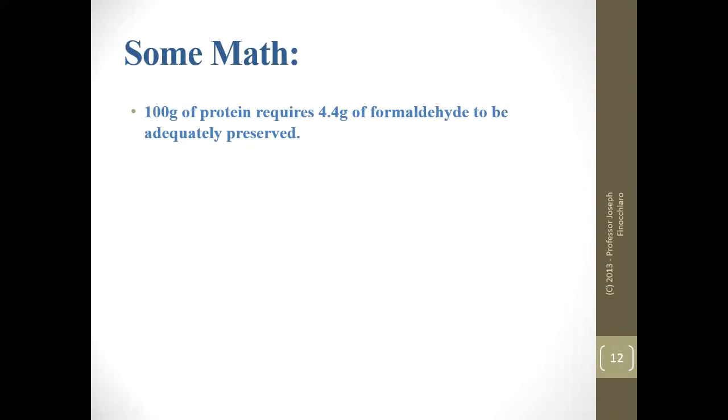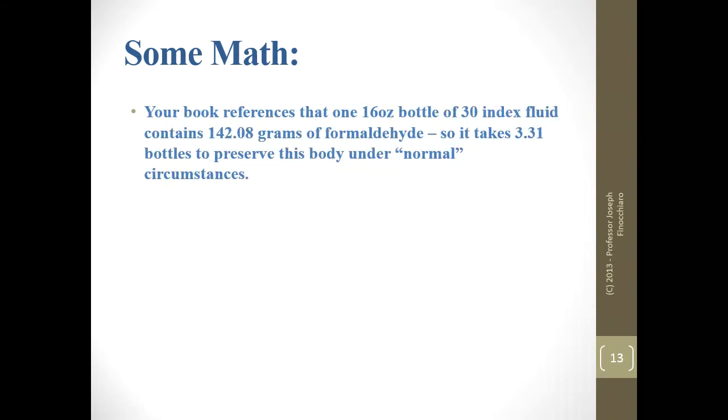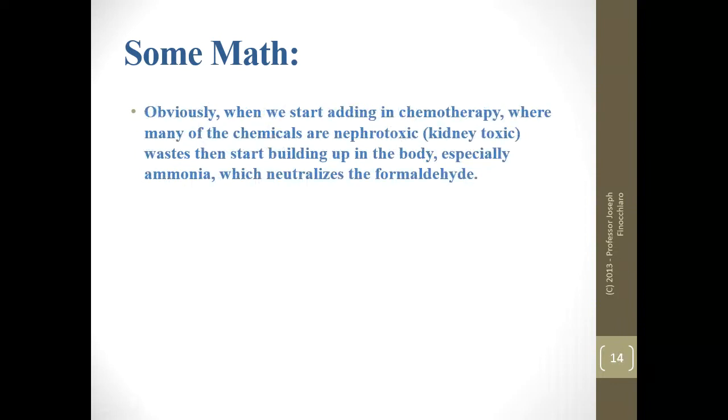And I love giving this embalming math on people. I'm just going to flip here. It takes 470 grams to preserve basically 11,000 grams of protein in a 150-pound body. And then it gives you the math for the 30 index fluid. So even for using a 30 index fluid on a normal body, we're looking at almost 3.5 bottles of just arterial solution to meet the formaldehyde demand. So when someone reaches for 2 bottles of 20 index, thinking that'll be enough, we can see that not even the math adds up. When we start kicking in complicating factors, you can just see that realistically we should be reaching for at least 4 to 6 bottles, even on pretty much normal cases.